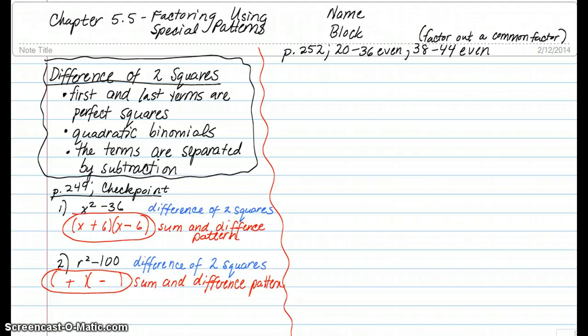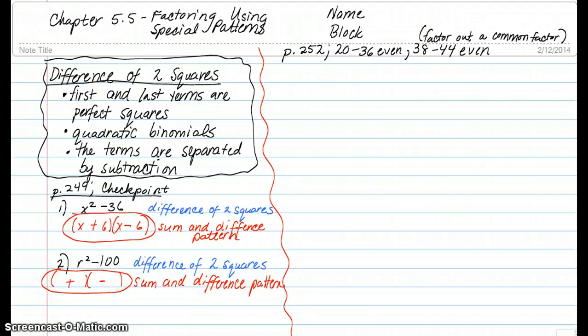Because you need the middle term to go away, you could use either FOIL or the table method to check this. It would have to be plus and minus, or addition and subtraction. So your factored form for x squared minus 36 is x plus 6 times x minus 6. This is called a sum and difference pattern.